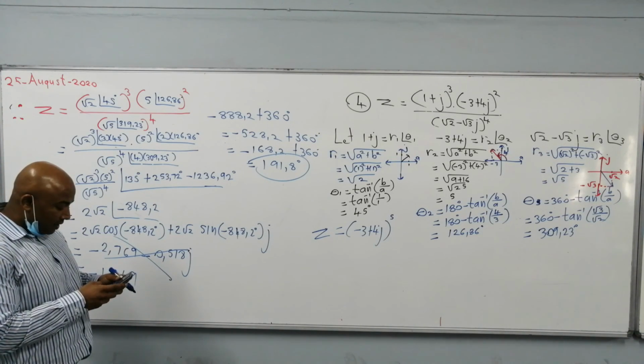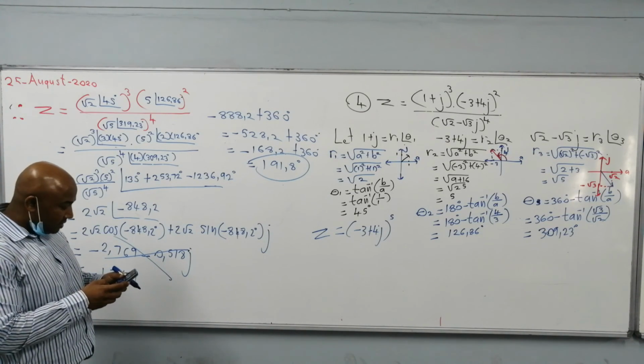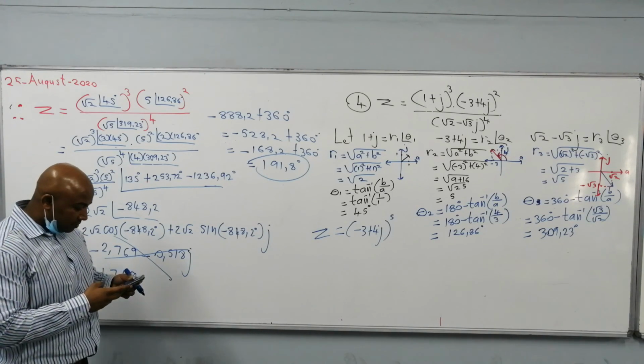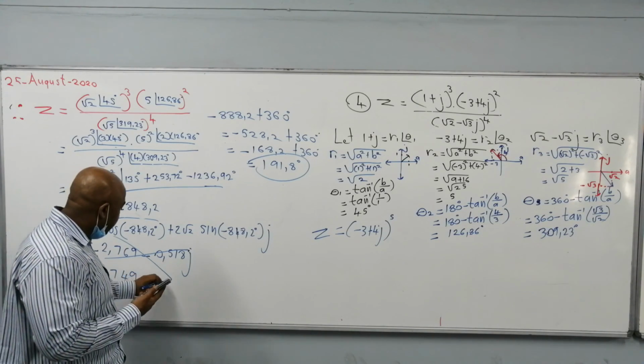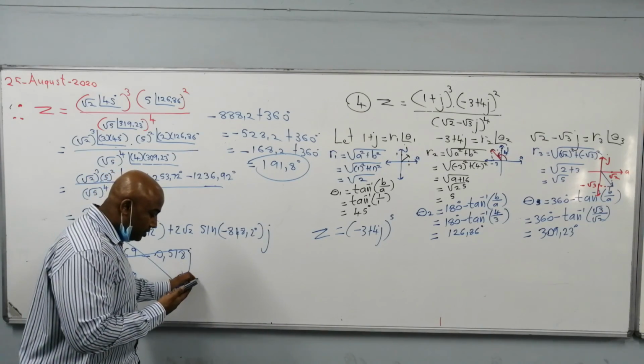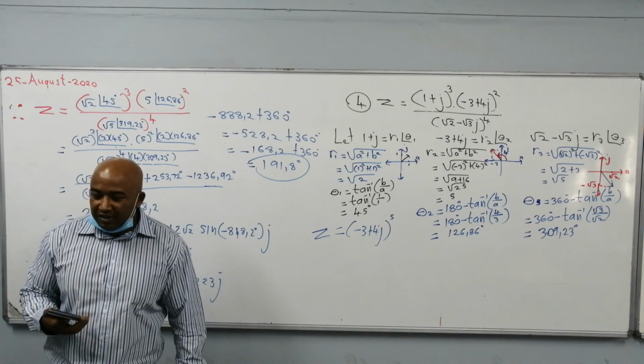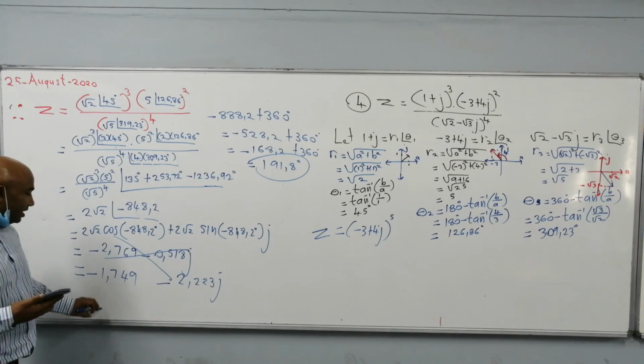Let me do this part here. So that's 2 root 2 sine of minus 848.2, and then I'm getting minus 2.223j. What answer did I give you all before? Same answer.